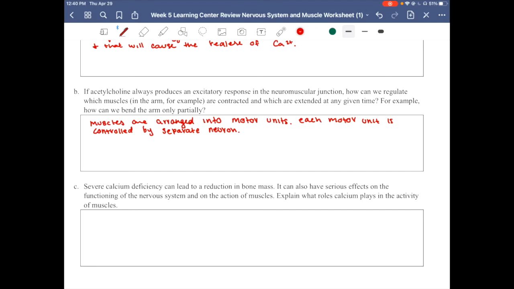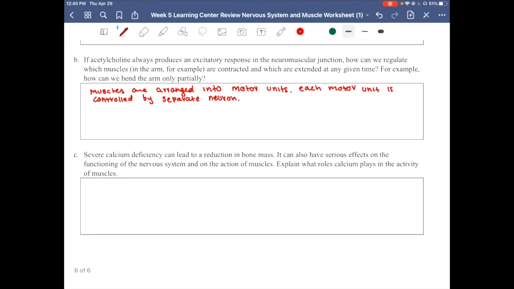All right, and our last question for the day, it's talking about how severe calcium deficiency can lead to a reduction in bone mass. It can also have serious effects on the functioning of the nervous system and on the action of muscles. Explain what role calcium plays in the activity of muscles.